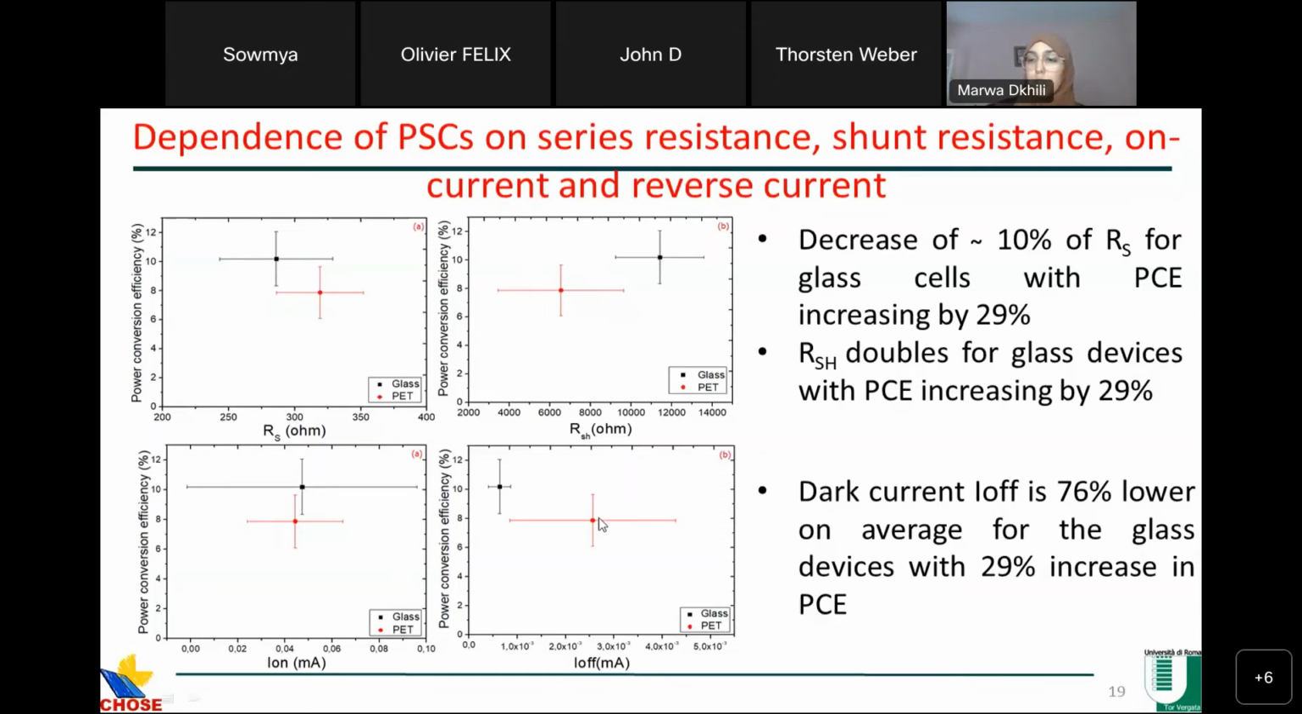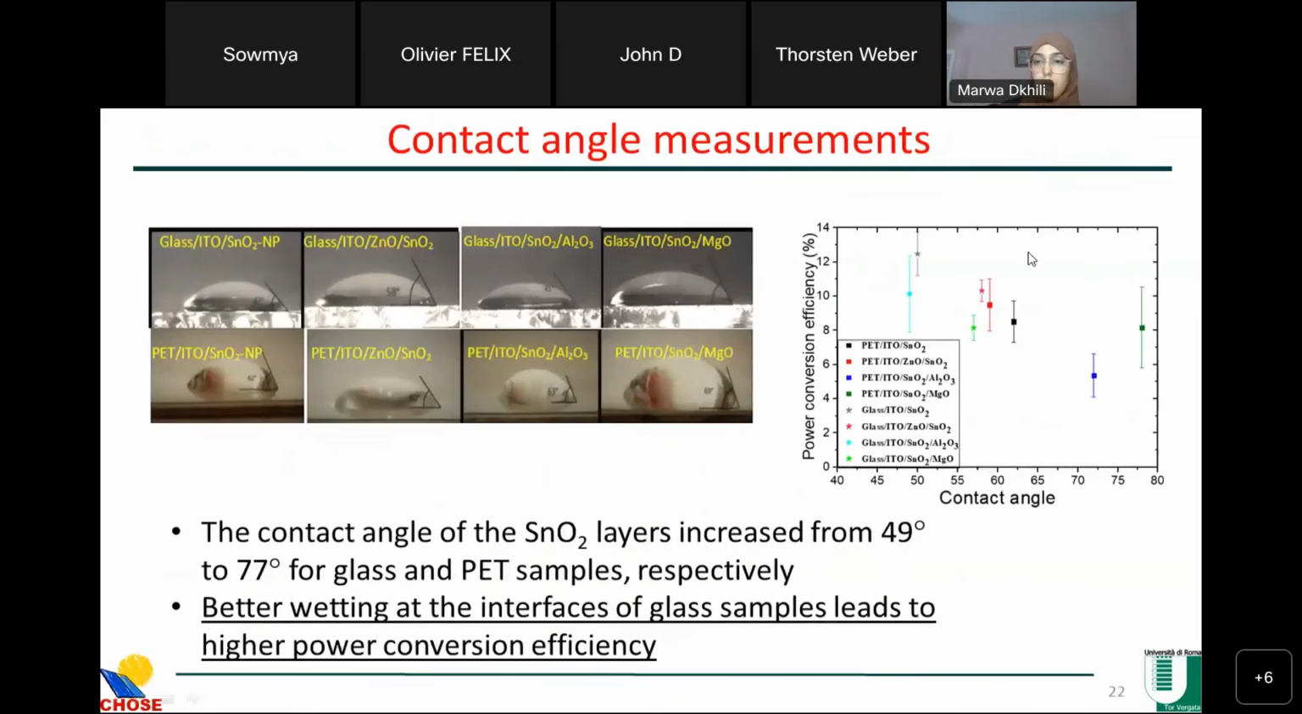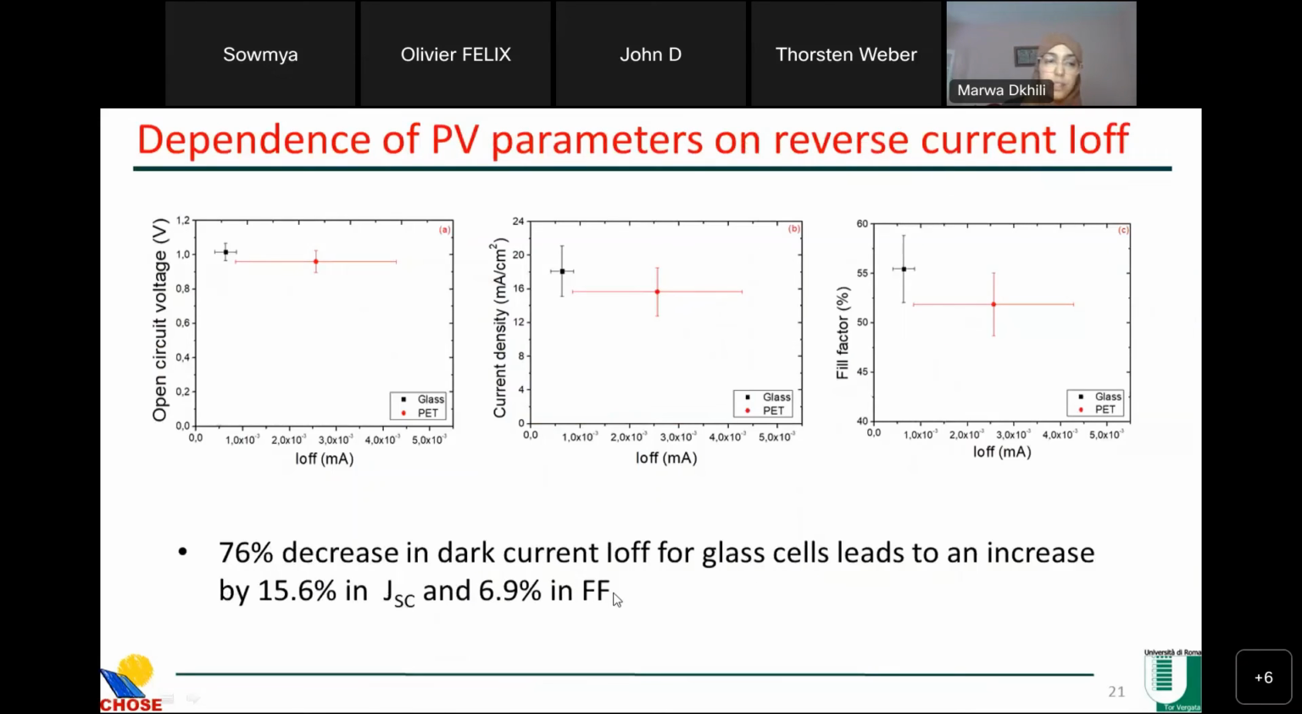For the dark current, it is lower by 76% on average for the glass devices, with the PCE increasing by 29%. The improvement in the shunt resistance delivers 15.6% in short circuit current density, and an improvement also of about 6.9% of the fill factor. Also, the dark current, as it is low for the glass devices, provides also an increase in the short circuit current density and the fill factor.